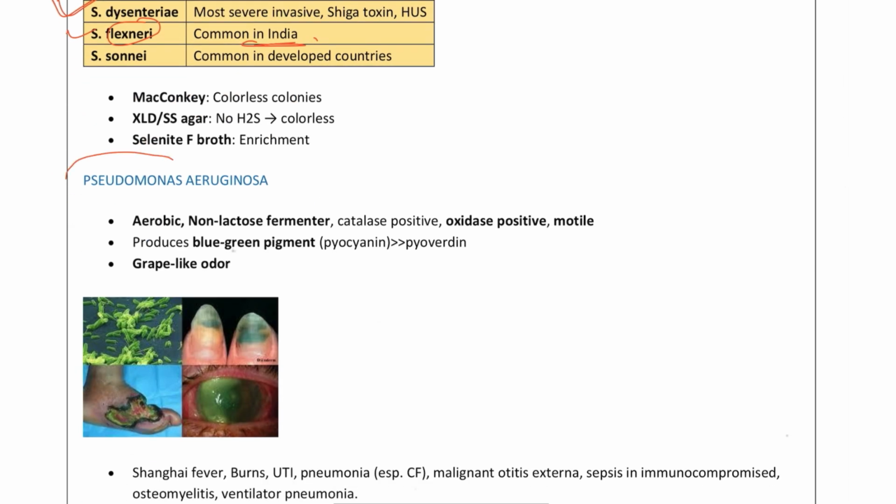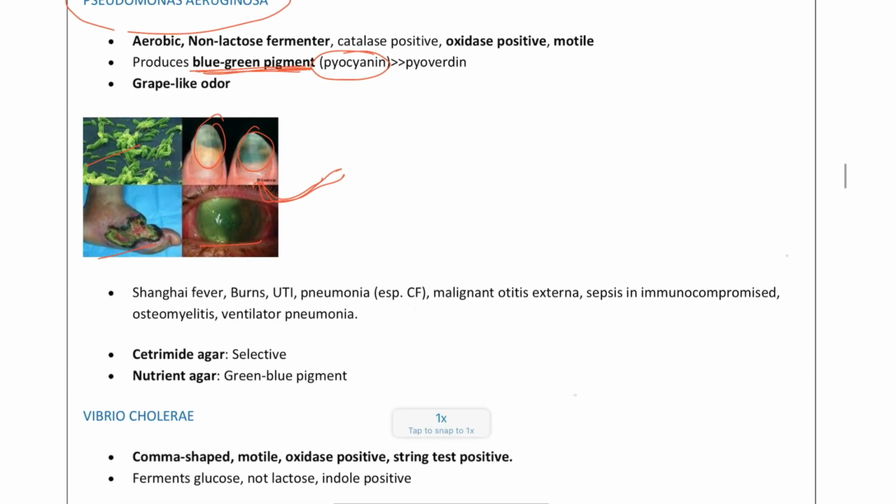Pseudomonas aeruginosa, like green color. Why does this have the green color? The green color of the pus, green color of the rods, green color discoloration, green nail syndrome, all this is because of this condition. Okay, the blue-green pigment is going to show the pyocyanin in Pseudomonas aeruginosa. What are the diseases that are associated? Shanghai fever, burns, UTI, pneumonia, malignant otitis externa, sepsis in immunocompromised patients, ventilator pneumonia and osteomyelitis.